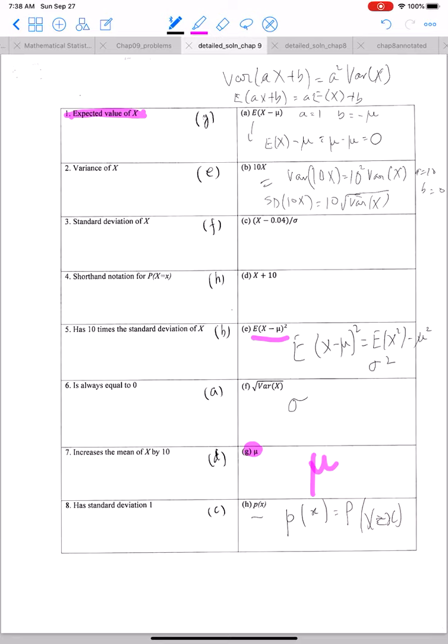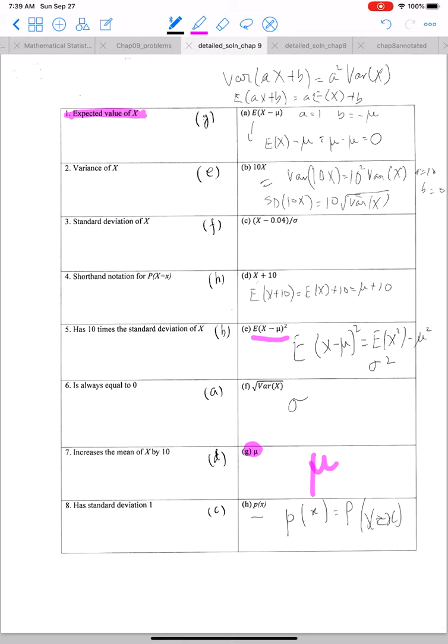x plus 10 increases the mean of x by 10, because expected value of x plus 10 is expected value of x plus 10, which is mu plus 10.